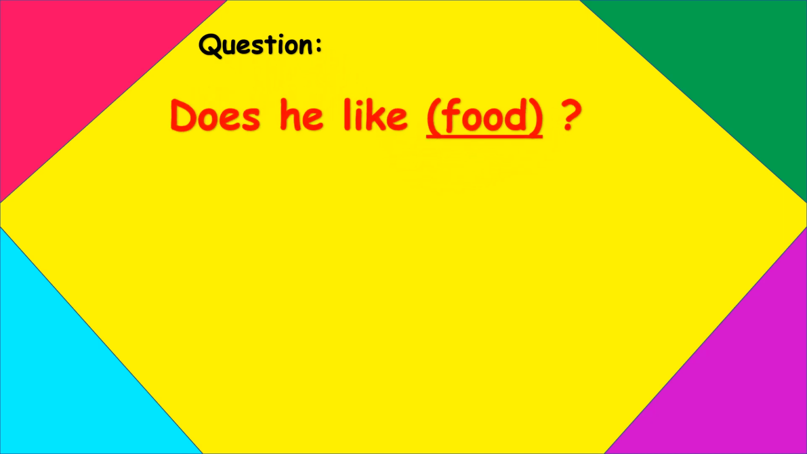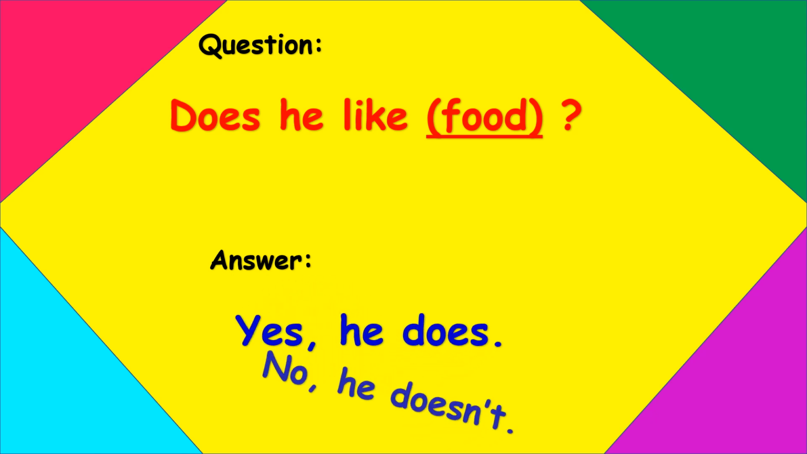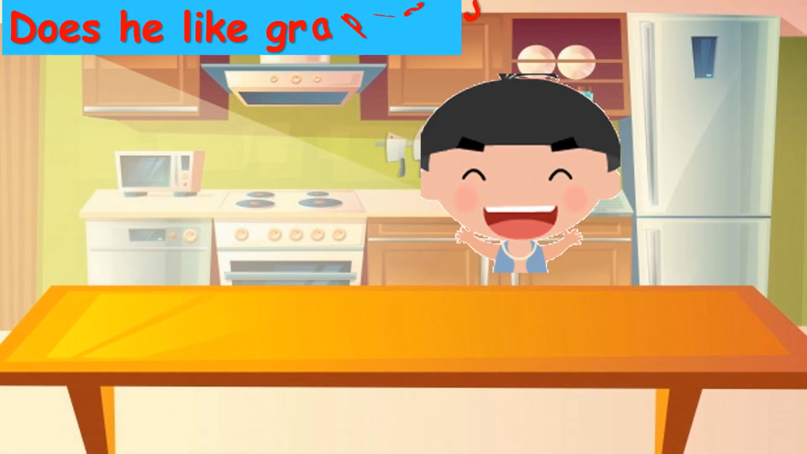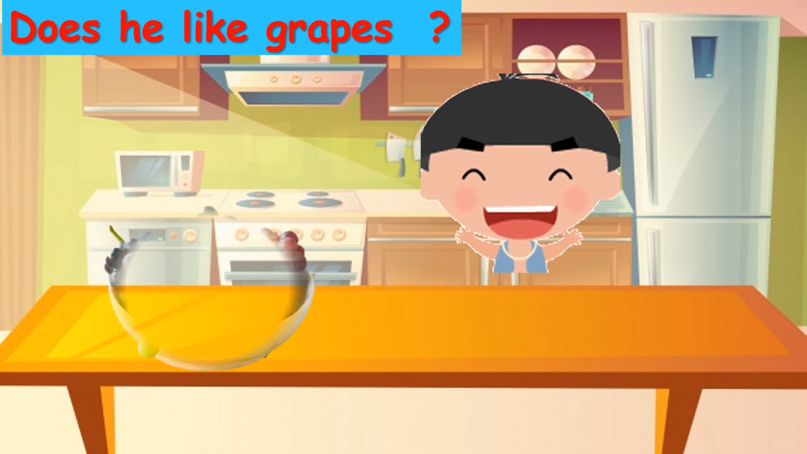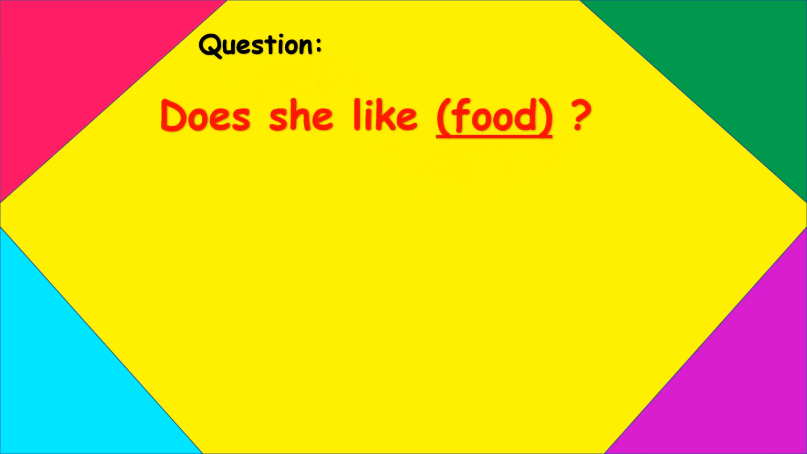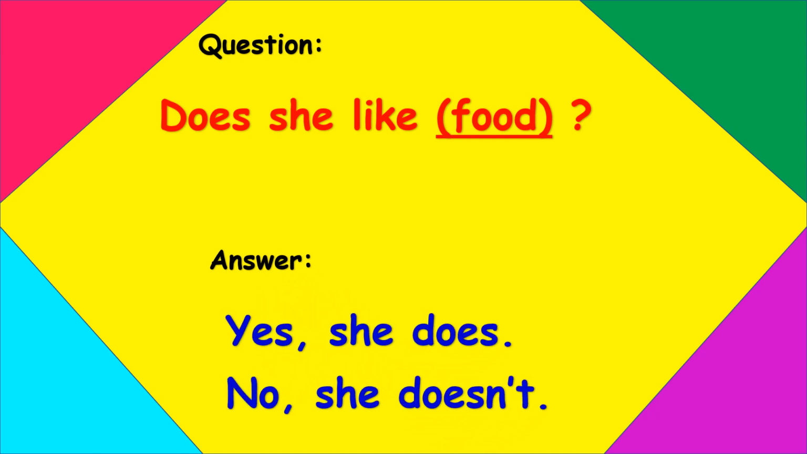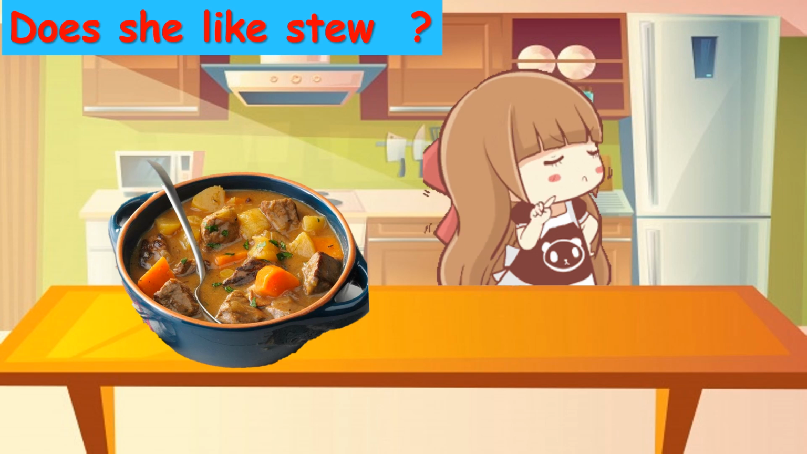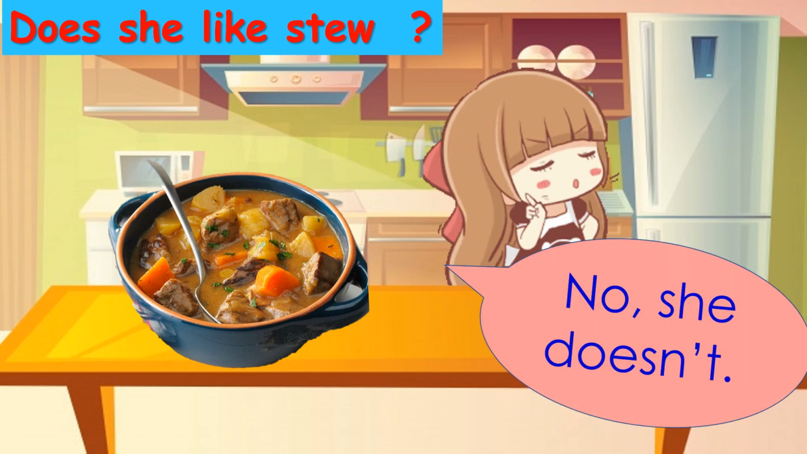In the question, does he like? The answer should be, yes, he does. Or, no, he doesn't. Example, does he like grapes? Yes, he does. In the question, does she like? The answer should be, yes, she does. Or, no, she doesn't. Example, does she like steak? No, she doesn't.